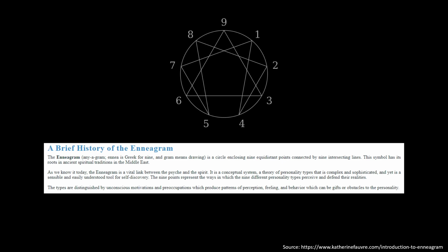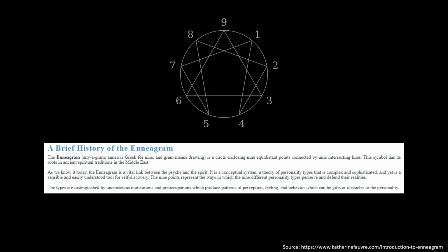So the types are distinguished by unconscious motivations and preoccupations. That is another key word, worries, which produce patterns of perception, feeling, and behavior. So as we can see here, perception actually comes afterwards. This is where the Enneagram is different from MBTI. Perception is automatic. Judgments are automatic in MBTI. Perception, as defined by the Enneagram, is emergent from these unconscious motivations and worries. So this is where it's entirely different from MBTI, and this is also where it's different from AP.